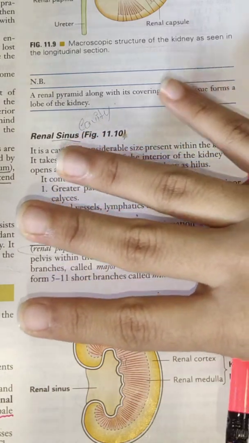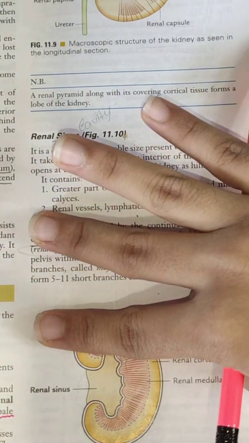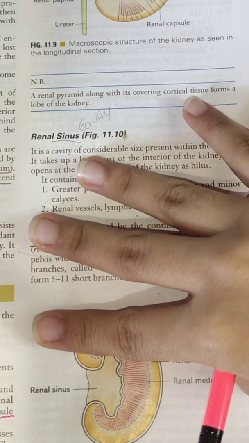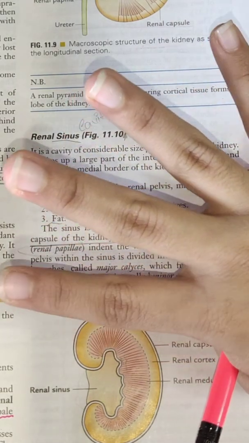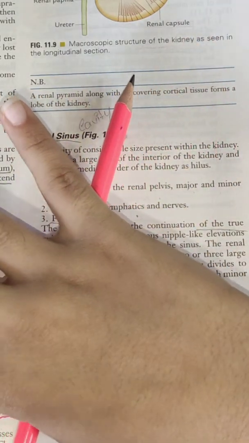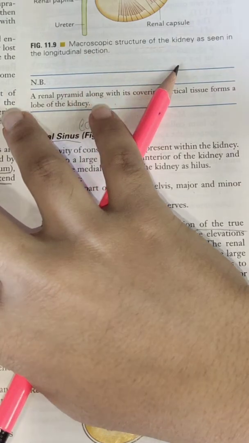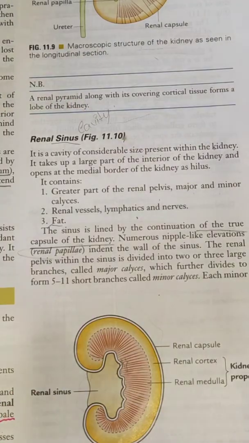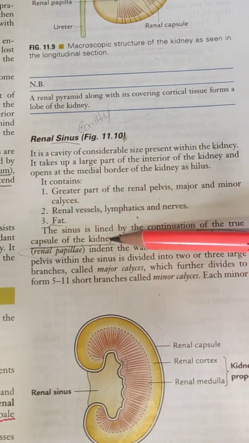As I have said, there are four capsules: the true capsule, the perinephric capsule, the false capsule, and the paranephric capsule. In other words, we can call them the fibrous capsule, the perinephric fat, then the false capsule and the paranephric fat. Further, the sinus is lined by the continuation of the true capsule of the kidney.